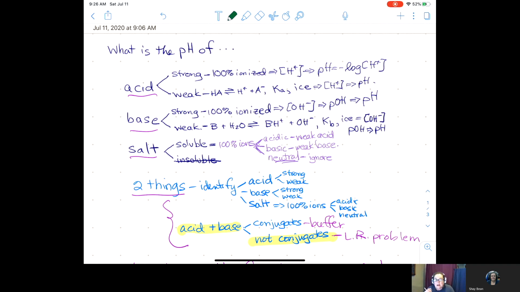If so, is it strong or weak? Do I have a salt that's left? If so, break it up into the ions and identify each ion. Or do I have two things that are left?